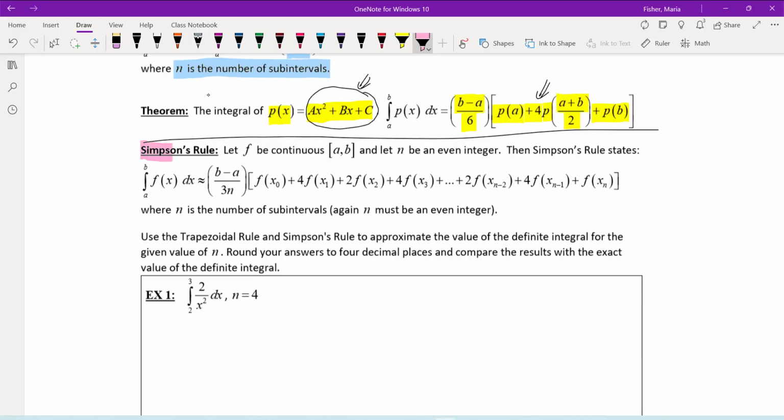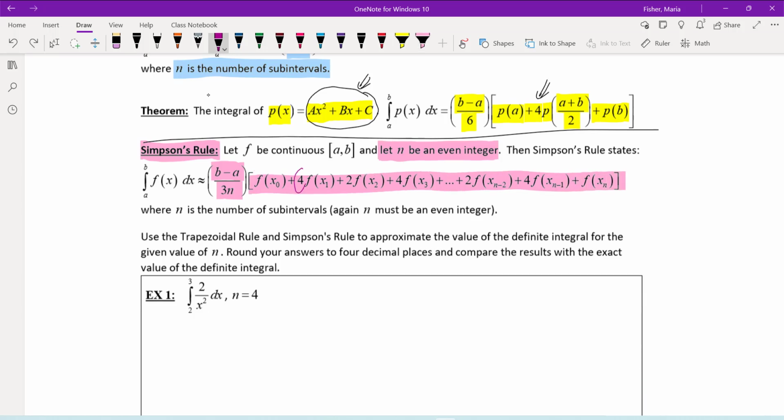So what is Simpson's rule? Well, Simpson's rule says let f be continuous on the interval from a to b, and let the number of subintervals be an even integer, because the number of subintervals must be even for Simpson's rule. Then the definite integral is approximately (b minus a) over 3n times [f of x naught plus 4 times f of x sub 1 plus 2 times f of x sub 2 plus 4 times f of x sub 3 plus ... plus 2 times f of x sub n minus 2 plus 4 times f of x sub n minus 1 plus f of x sub n].